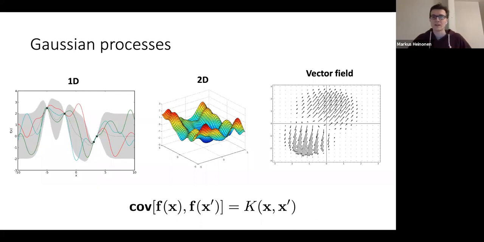And in our case, we are interested in vector fields, which in this example would be from 2D to 2D. This can be seen simply as a multitask or vector-valued Gaussian process, where we have 2 of these surfaces. And on the right, we see a good example of a relatively smooth vector field, which could be generated by a Gaussian process as well.